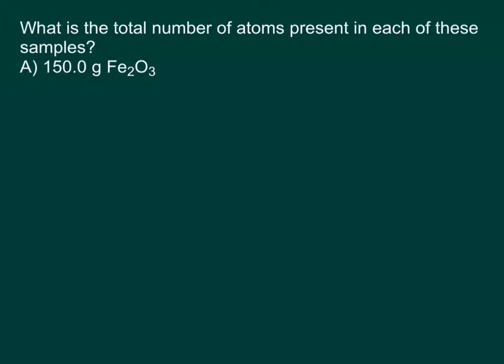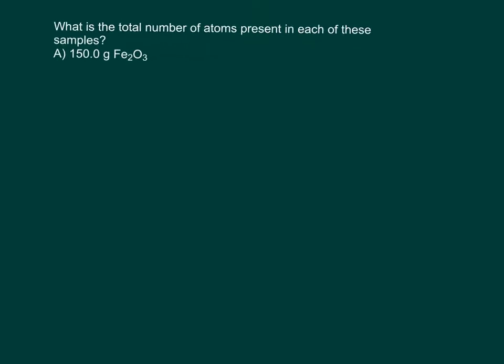So start the same way we started with the last problem, or with all problems rather. You're going to start by saying, well, what is it that we want? In this problem, we want to figure out what are the total number of atoms in that sample. What did they give us? Well, they gave me 150 grams of iron 3 oxide. Okay, well, let's make a plan.